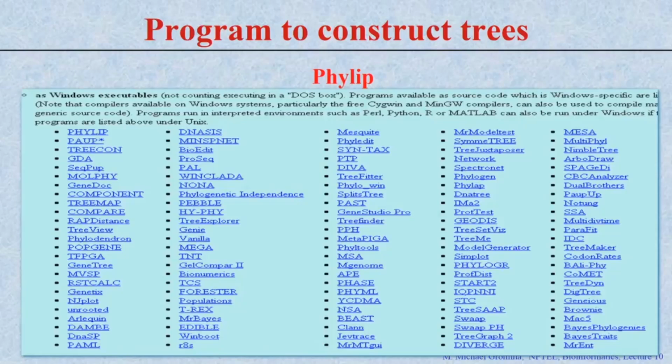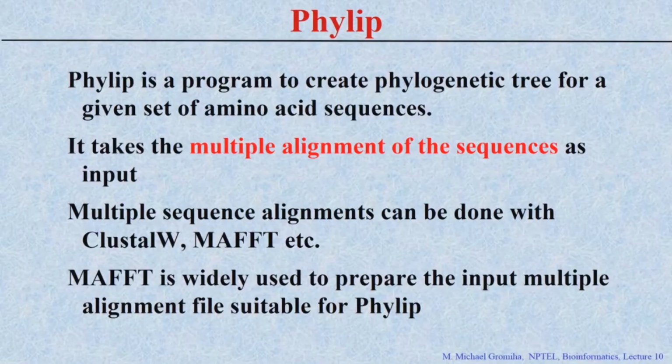If you look into the literature, there are so many methods available. Here I list a set of methods. Phylip is one of the most popular methods, even currently a widely accepted method for constructing trees, and it will take a few minutes to just demonstrate how this works. It is a program for constructing a phylogenetic tree for any given set of sequences. If you get the DNA sequences or amino acid sequences, it will create the phylogenetic tree.